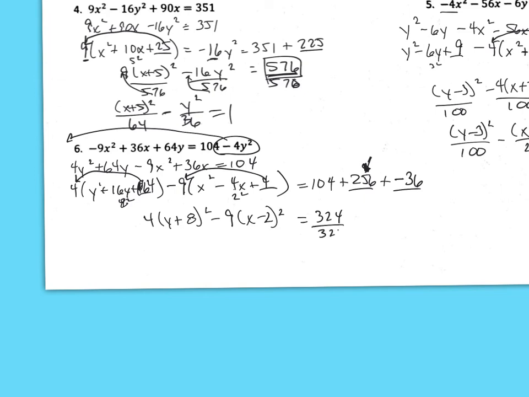We're going to go back and divide everything by 324. So this will be y plus 8 quantity squared over 81 minus x minus 2 quantity squared over 36 equals 1.